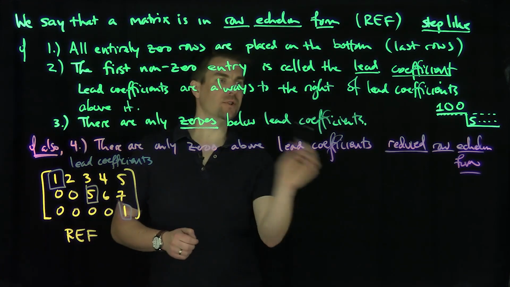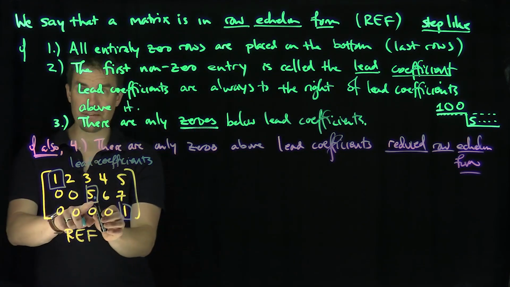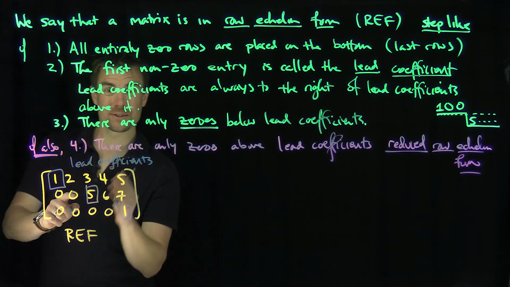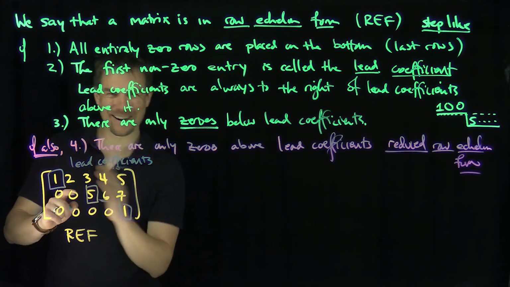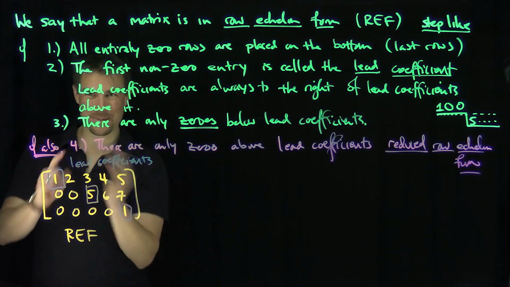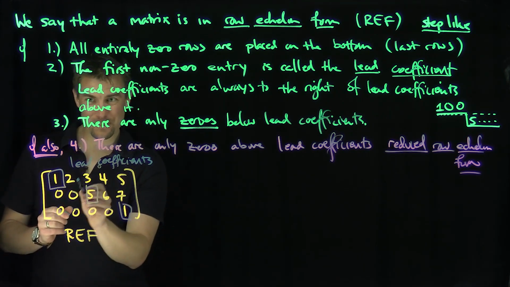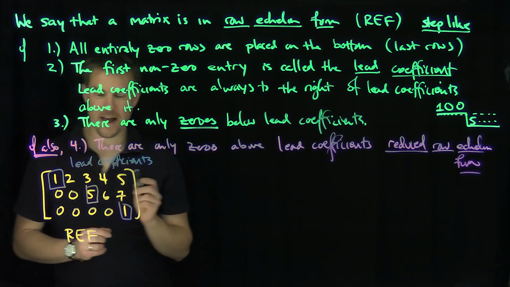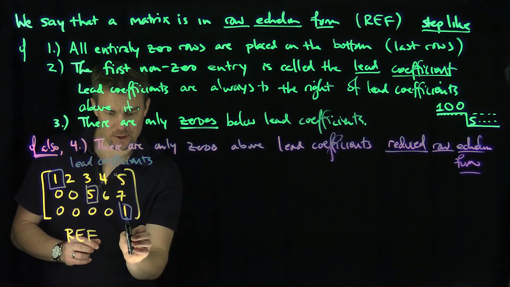The lead coefficients are always to the right of lead coefficients above it. So here's 5 as a lead coefficient, and that's definitely to the right. Of course, there's some funny mirroring going on over here, right? From the perspective of the light board, it's going to be mirrored. So from your perspective, you'll see that 5 is definitely to the right of 1. Excellent. And this 1 over here is a lead coefficient.